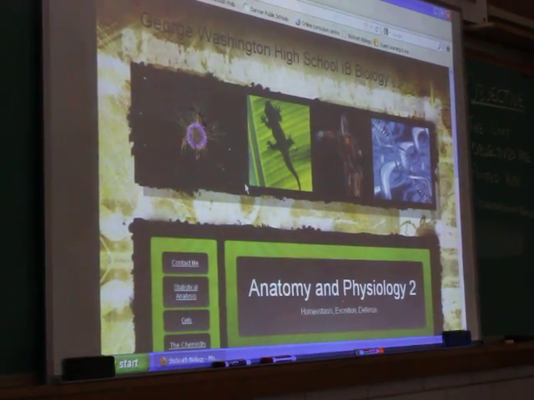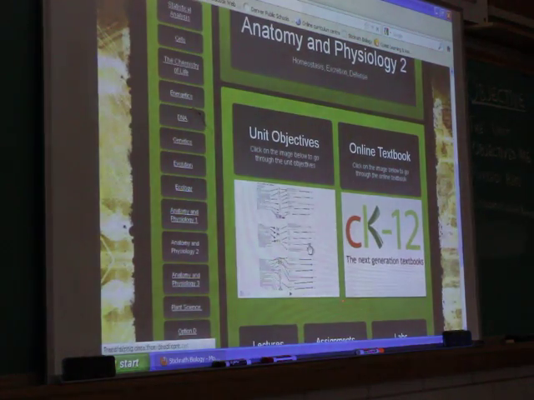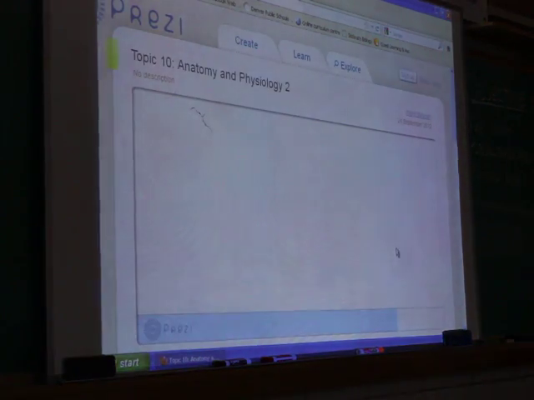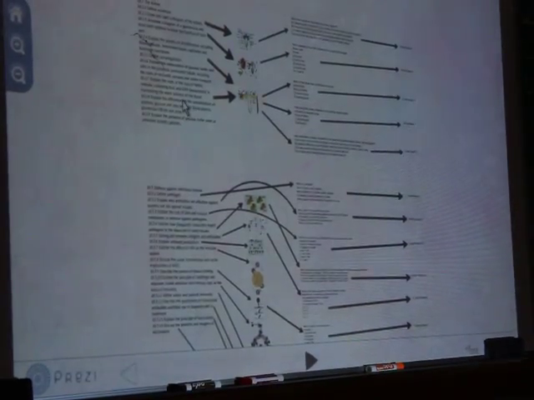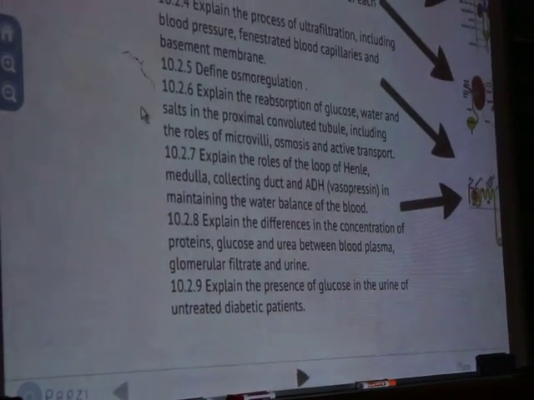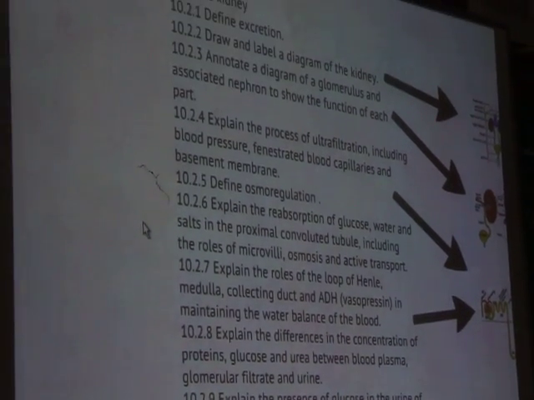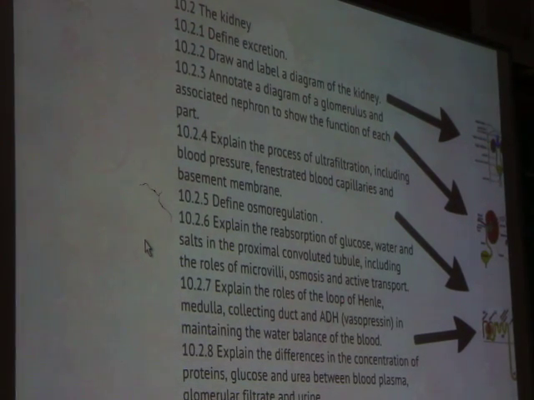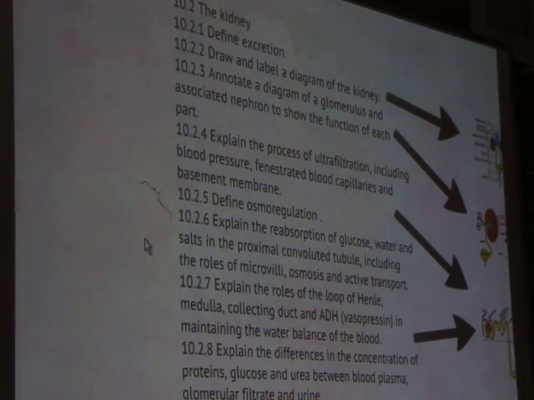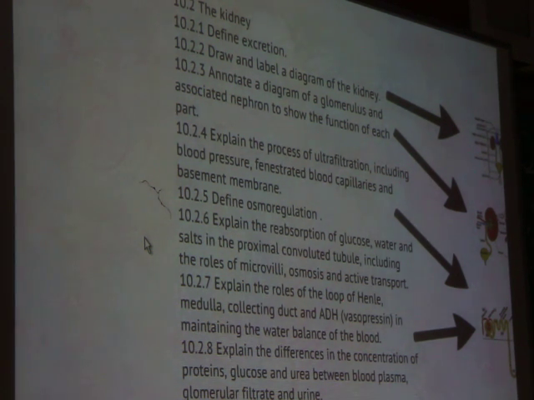Okay, so today, the focus is going to be on the following objectives. So if we go to our unit objectives, we go full screen. We should be familiar with the first objective. We should be able to define excretion. Somebody define it for me, please. The elimination of metabolic waste from the body. That is correct. All right, good.